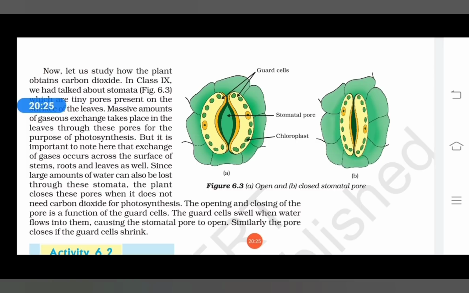So see the open pores and closed pores of stomata. A stoma has guard cells, and the opening is called the stomatal pore, and the small things are called chloroplasts, which absorb the light energy. So simply, when there is a need for carbon dioxide, the stomatal pores open, but if there is no need for CO2, they close. So exchange takes place not only through these pores, but also through the stem, roots and leaves.